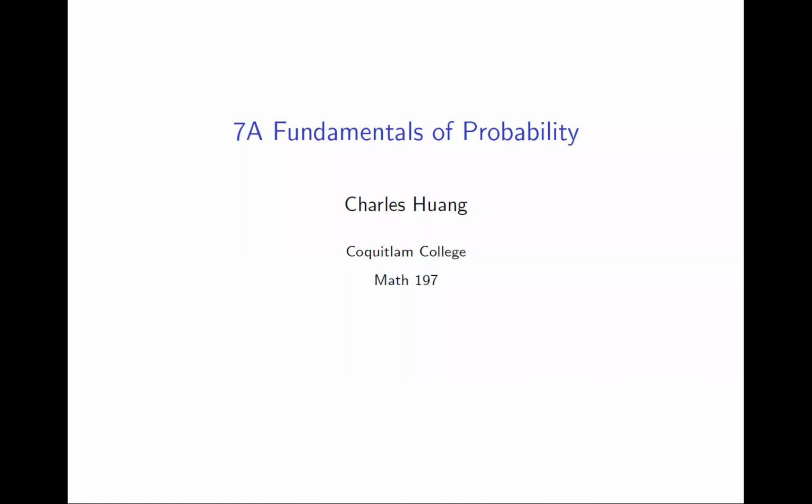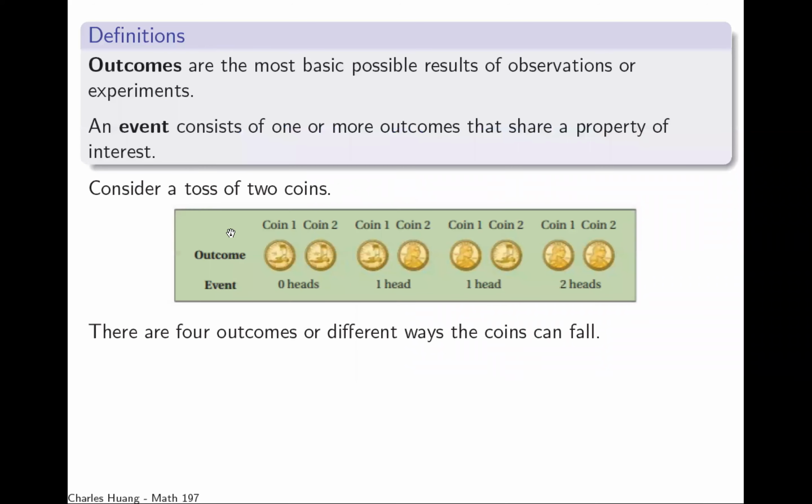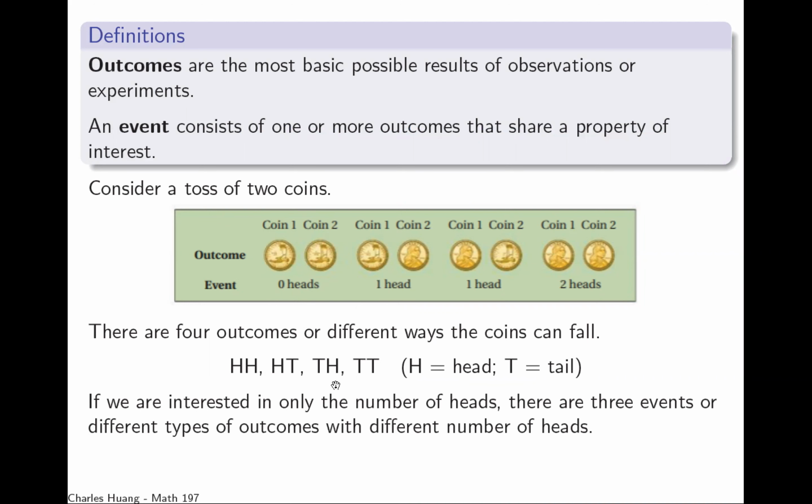7A, Fundamentals of Probability. We're going to begin by defining what an outcome and what an event is. If we look at two coins being tossed, I can have two coins and both of them are tails. We can write them out as tails, two T's. And this is called an outcome, or one particular way that the two coins can fall.